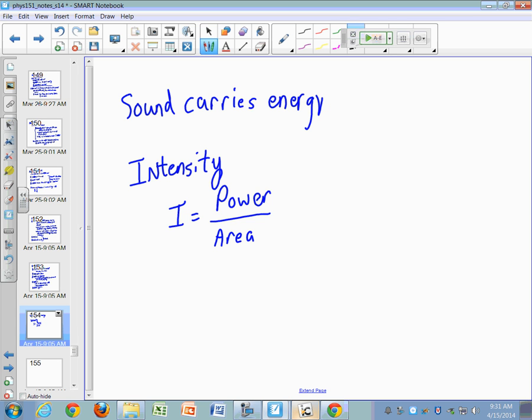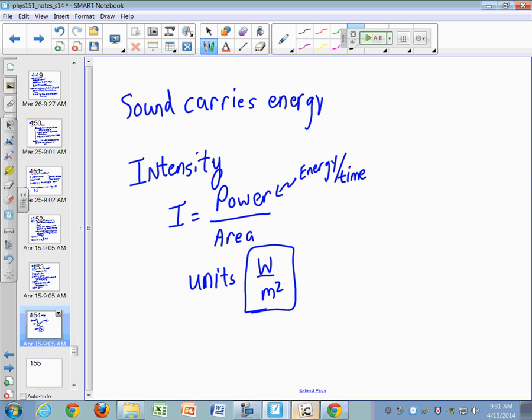Remember, power is energy per time, or work per time. The units for power are watts, and the units for area are meters squared. So our basic SI units for intensity are going to be watts per square meter. If you forget the difference between intensity and intensity level, just look at the units, because intensity will be in watts per meter squared. And then of course, if you've been reading ahead, the intensity level is measured in watts.